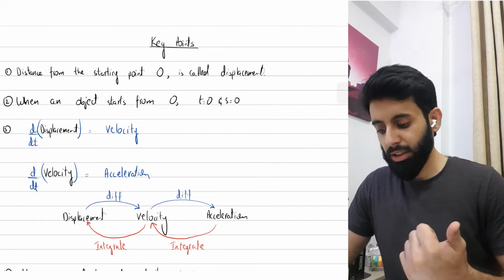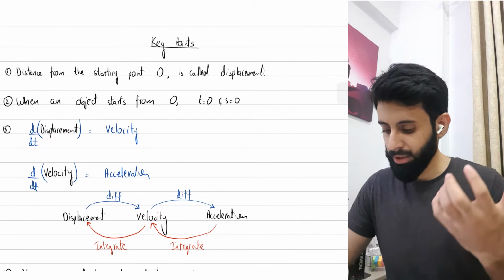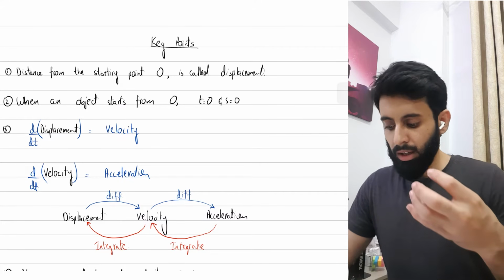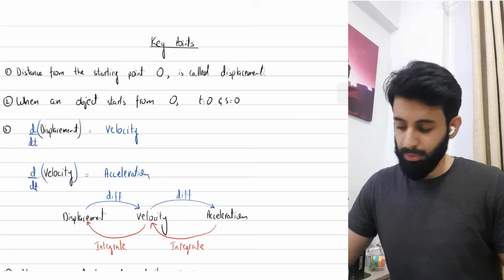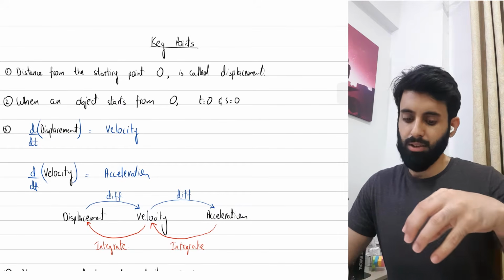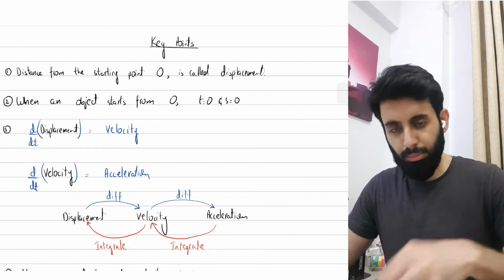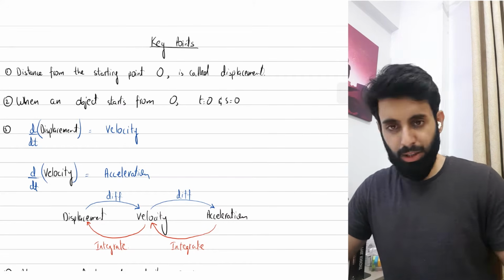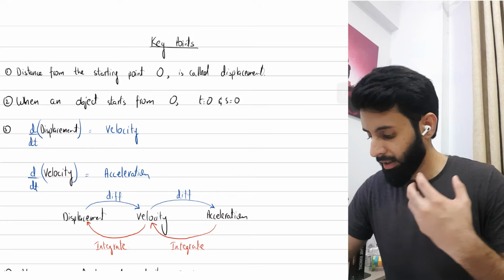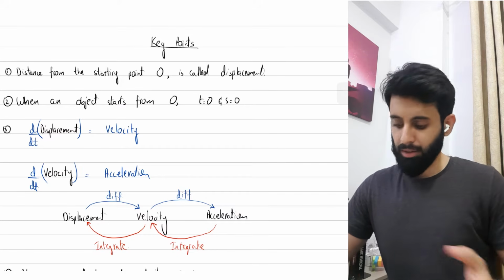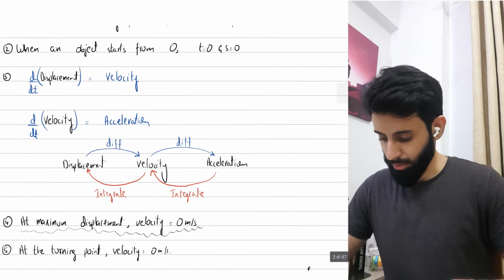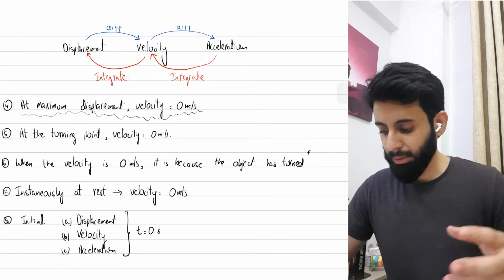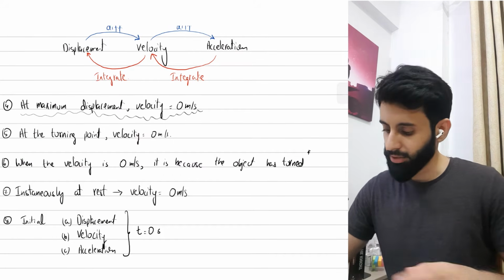Now a couple of key points that I'd like to go over one by one. So distance from the starting point O is called displacement. And here's key point number 2: when an object starts from O, at t equals 0, its displacement is also equal to 0, because that means it's at the starting point, so its distance from the starting point is 0. And again, the derivative of displacement with respect to time is velocity. The derivative of velocity with respect to time is acceleration, and here I've just summarized this for you guys. And again, at maximum displacement, velocity equals 0.